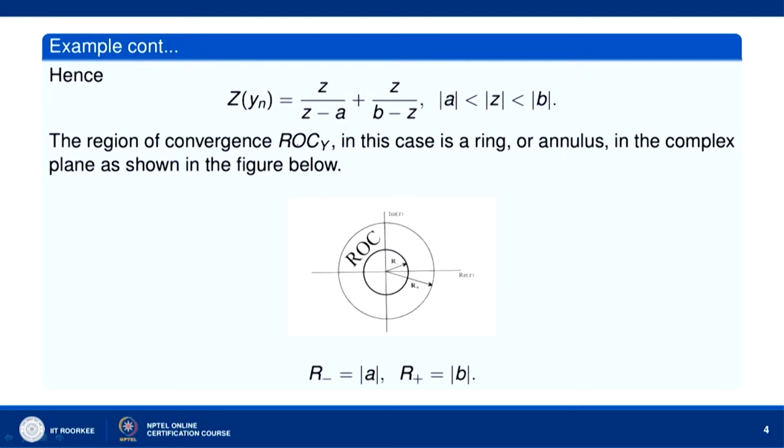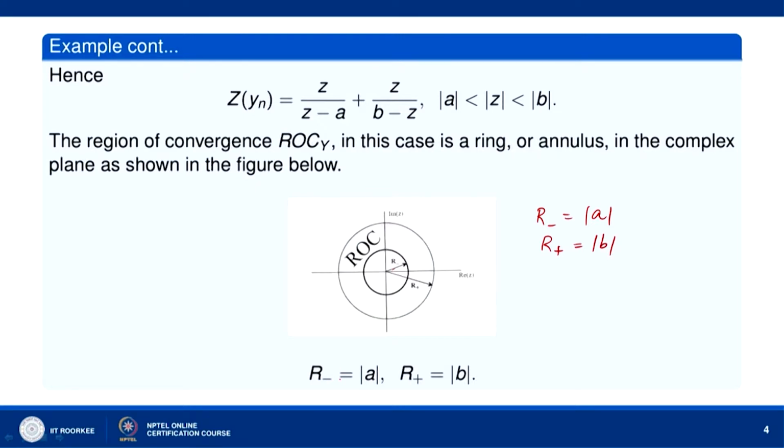The region of convergence of the sequence y[n], that is the Z transform of y[n], is given by ROC Y, and ROC Y here is a ring, or we can call it an annular region in the complex plane as shown here. You see we have mod of A less than mod of Z. So, this R minus is mod of A and R plus is mod of B.